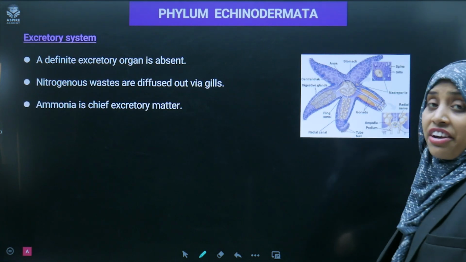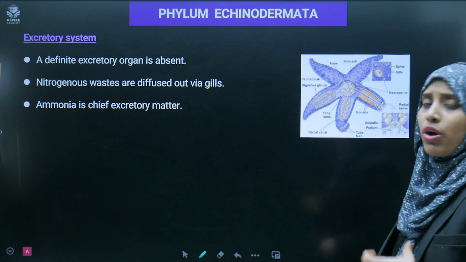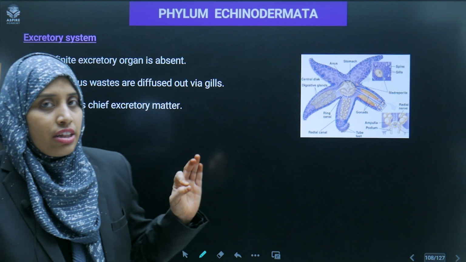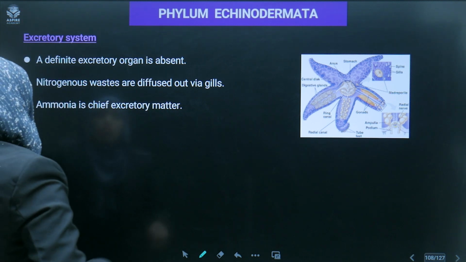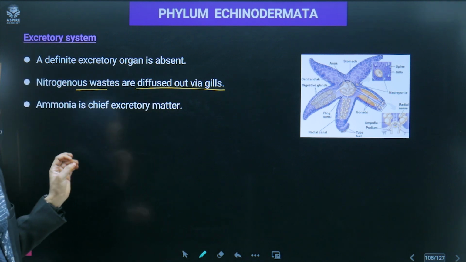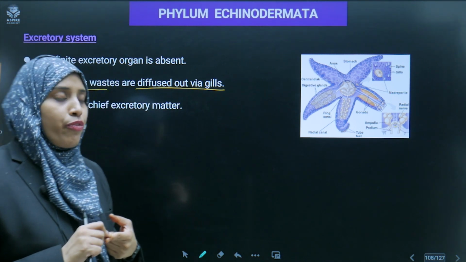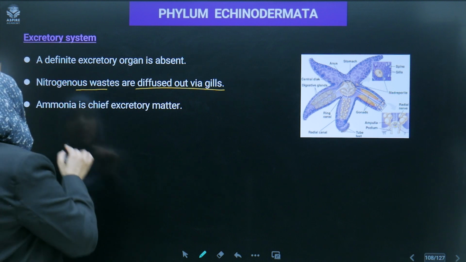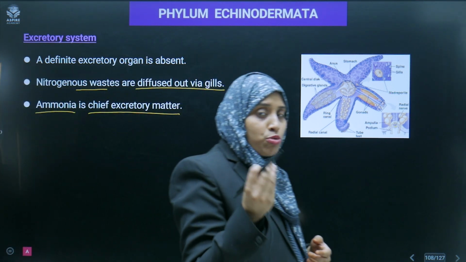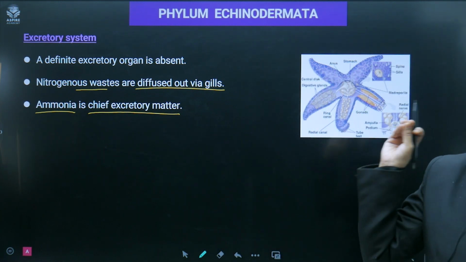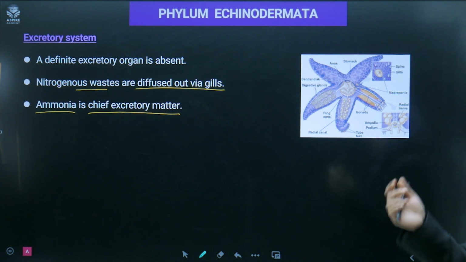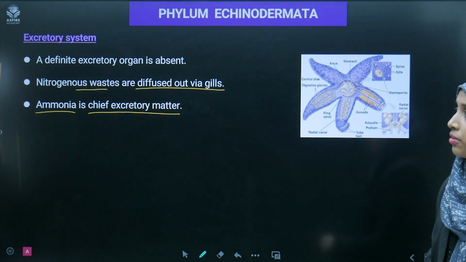Now, the excretory system. How do they remove their waste products? A definite excretory system is absent in echinoderms. Nitrogenous wastes are diffused out via gills, so the waste goes outside through the gills. Ammonia is the chief excretory matter, so the waste products are removed in the form of ammonia.